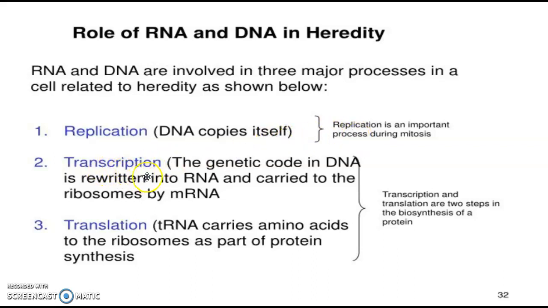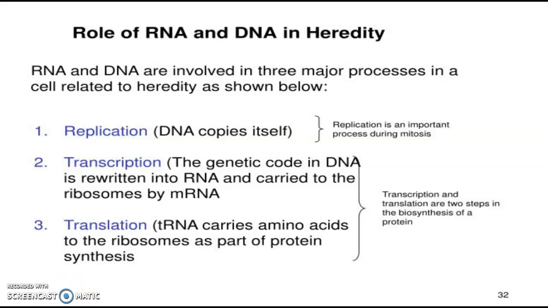The second one is transcription. The genetic code in DNA is written into RNA and carried to the ribosomes by messenger RNA, that is mRNA. Next, the third process is translation, in which tRNA, transfer RNA, carries amino acids to the ribosomes as part of protein synthesis. The protein will be synthesized by using the RNA transcripts. So transcription and translation are two steps in the biosynthesis of a protein, which is responsible for the growth of an individual.